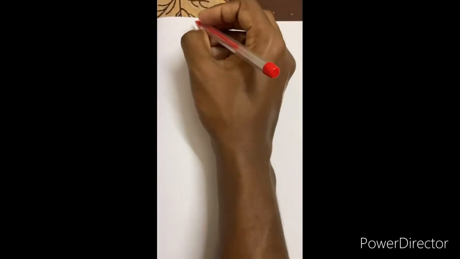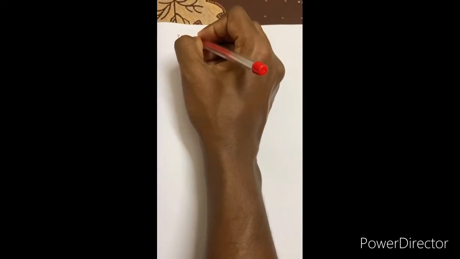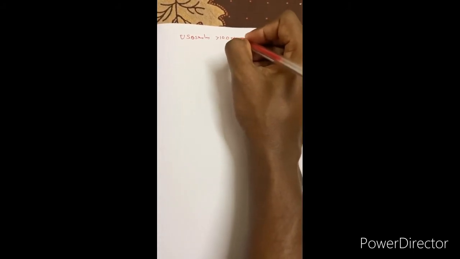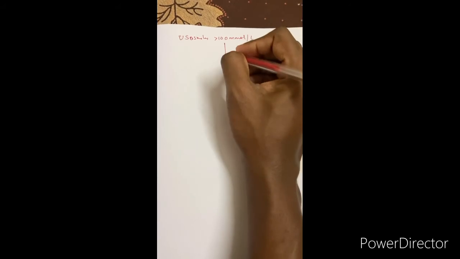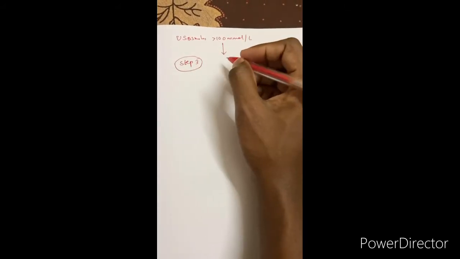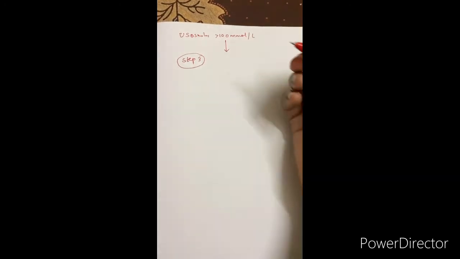If urine osmoles are more than 100 millimoles per liter, then we will proceed to step 3. What will we be doing in step 3? You know that sodium is the extracellular cation.